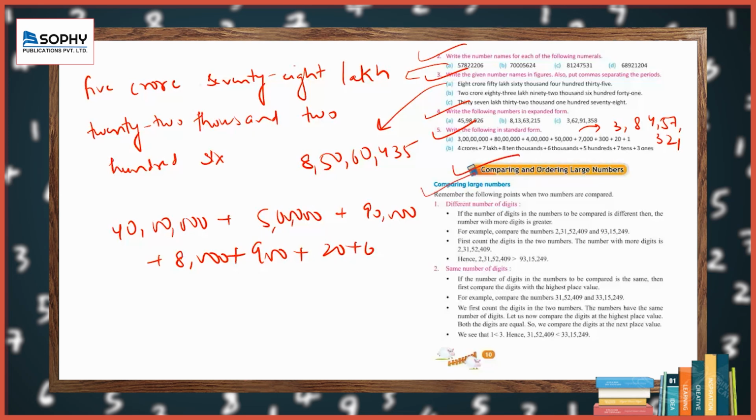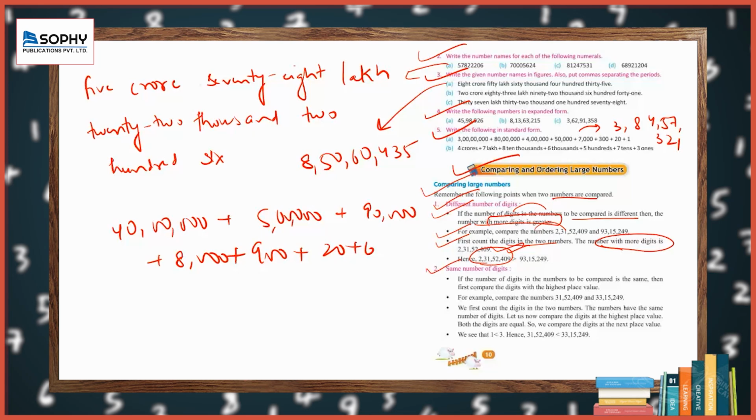Now comparing and ordering large numbers. Let's start with comparing large numbers. Remember the following points when two numbers are compared. Here we have a different number of digits. If the number of digits in the numbers to be compared is different, then the number with more digits is greater. For example, comparing the numbers. Now first count the digits in the two numbers. The number with more digits is greater, and here in this we have a greater number of digits.